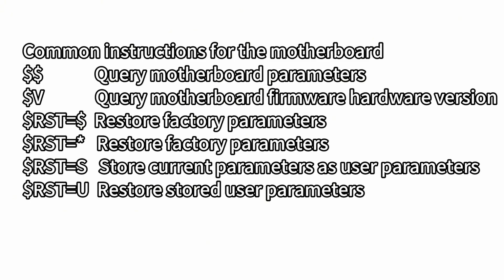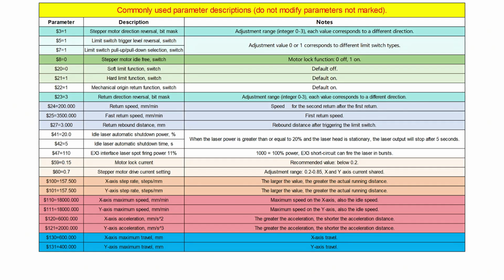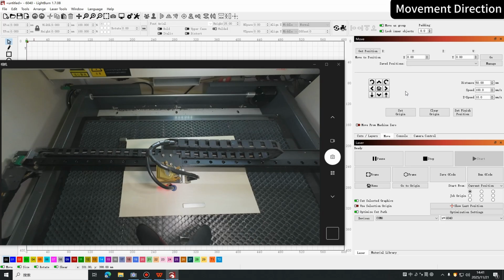This video will show you how to configure the motherboard parameters. You can find the common parameter list in the manual. Preparation: ensure all wiring is connected and LightBurn is linked.